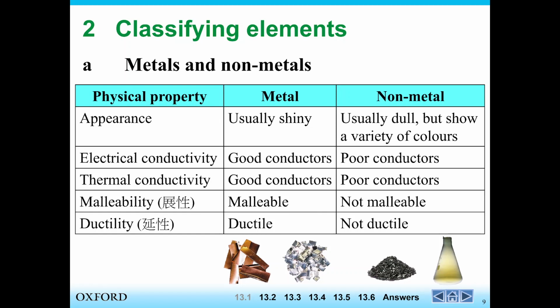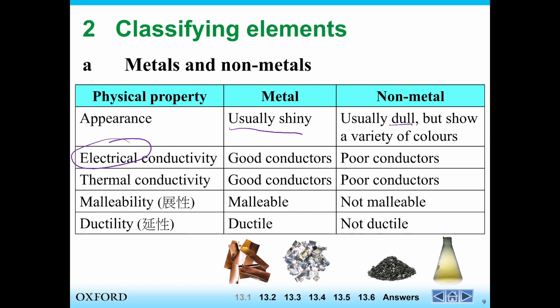So here's a table where you'll be given, I think, 8 physical properties. Yep, 8. On the left here, we could classify elements based on their appearance, electrical conductivity, thermal conductivity, malleability, and ductility. Appearance is fairly simple. It's just the way it looks. Metals are shiny, whereas non-metals are dull, but they do show a variety of colors. Metals are good conductors of electricity, so they can conduct electricity well. But non-metals, of course, as we know, are poor conductors.